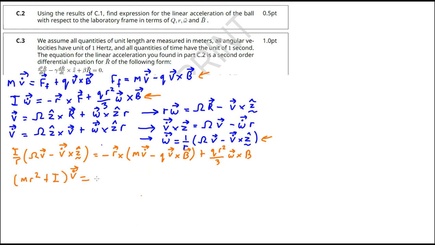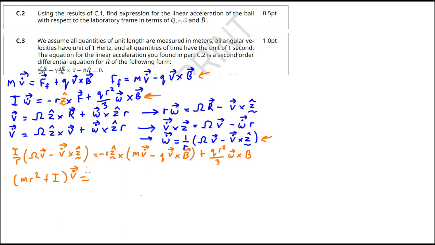Sorry guys, I just realized there is an error here. I've done this r cross F, but this is for the friction force, so rather than being an r vector like that, it should actually be a scalar r multiplied by z hat. Apologies. That's why I can do this trick to get my v dots, because when I do this cross product, z cross v cross z is going to cancel out my z's and I'm just going to get my v.